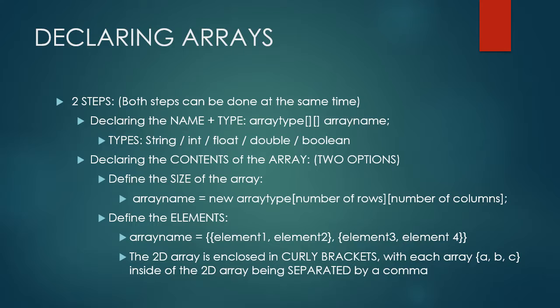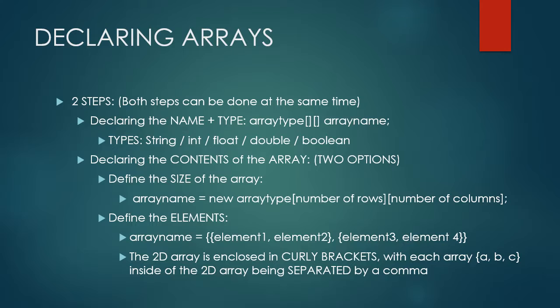The second step is to declare the contents of the array, and there are 2 options. The first option is to declare the size of the array, which can be done by array name equals new array type square bracket the number of rows inside the 2D array square bracket square bracket the number of columns inside the 2D array square bracket. Note that both the number of rows and number of columns in this case is not inclusive of 0.